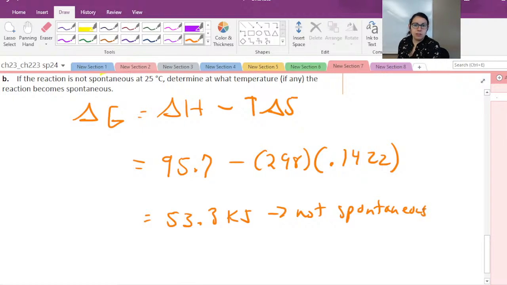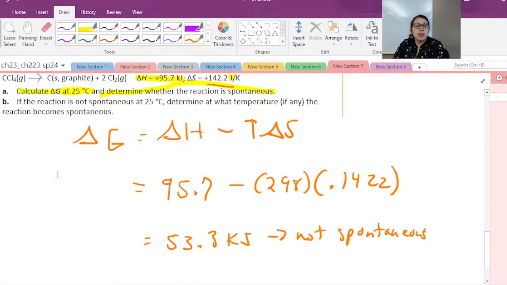And now we're going to do what I said we were going to do. If it's not spontaneous at this temperature, which we said it wasn't, determine at what temperature, if any, the reaction is spontaneous. See if you can set that up.